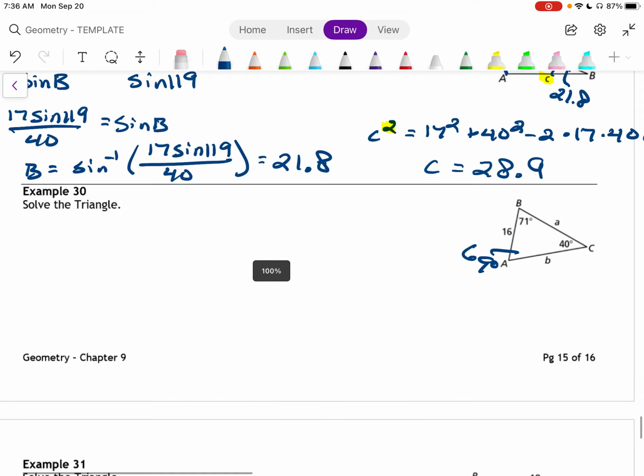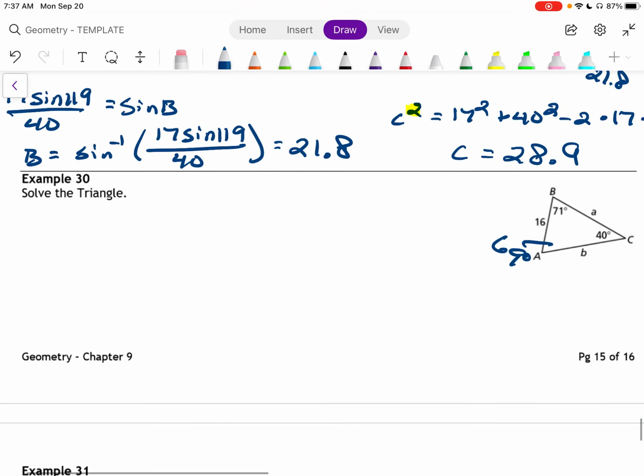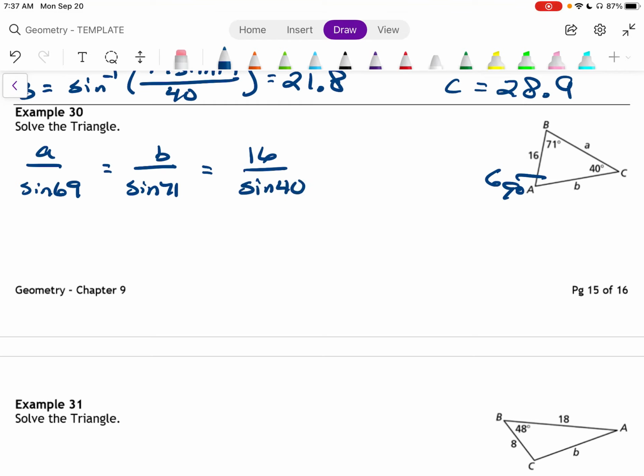All right, back to number 30. I have all of my angles. They're all acute angles. I have 2 sides missing. I'm going to use the law of sines. I'm going to write down all 3 fractions here. So I'm going to start off with A over sine of 69 equals B over sine 71 equals C. Oops, not C. Actually, what is C? C is 16 over sine 40.